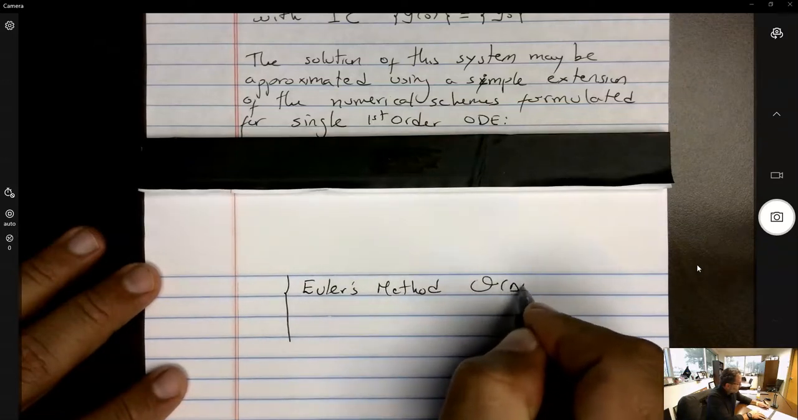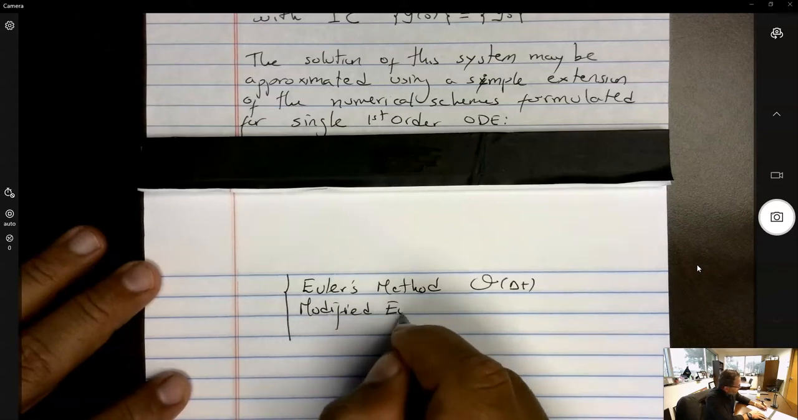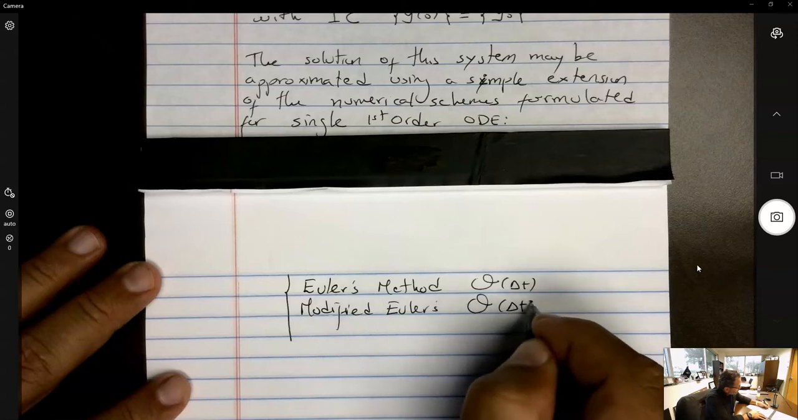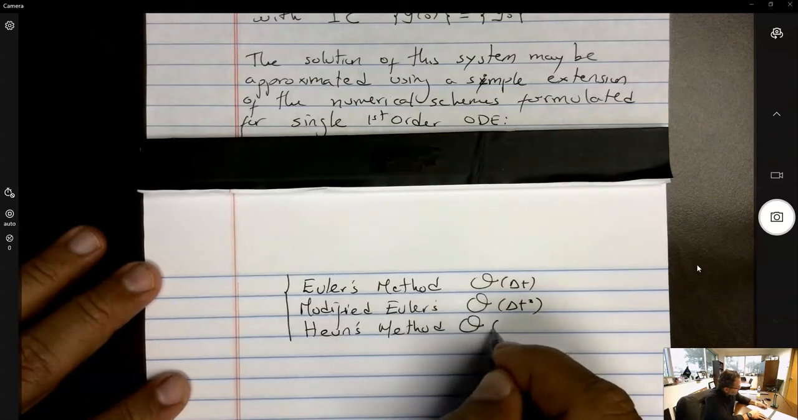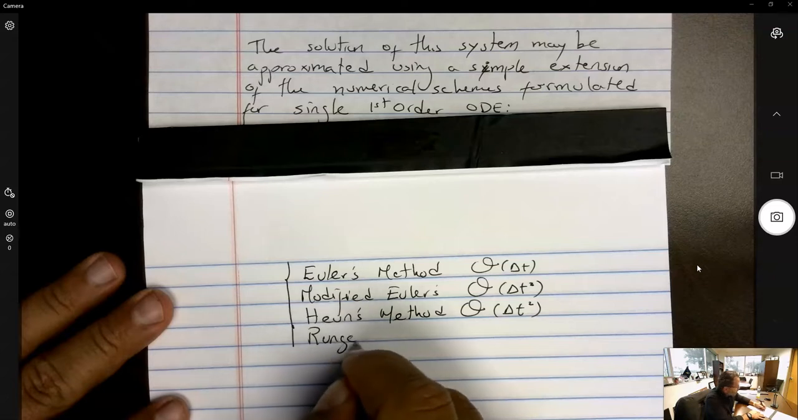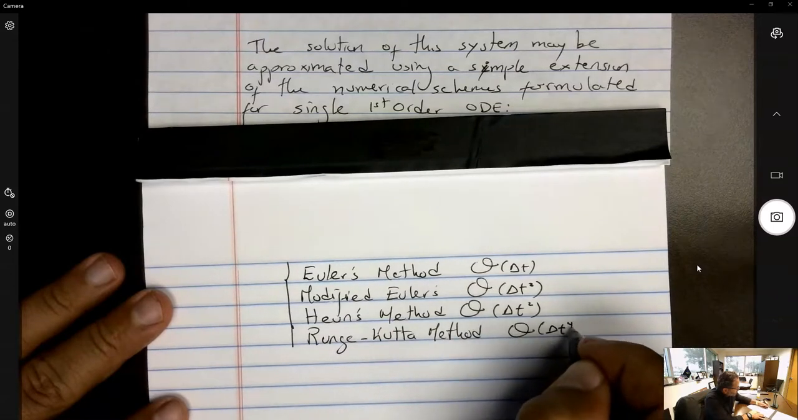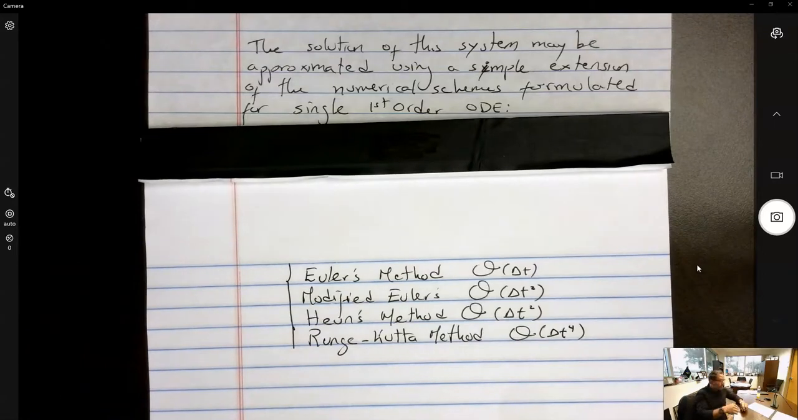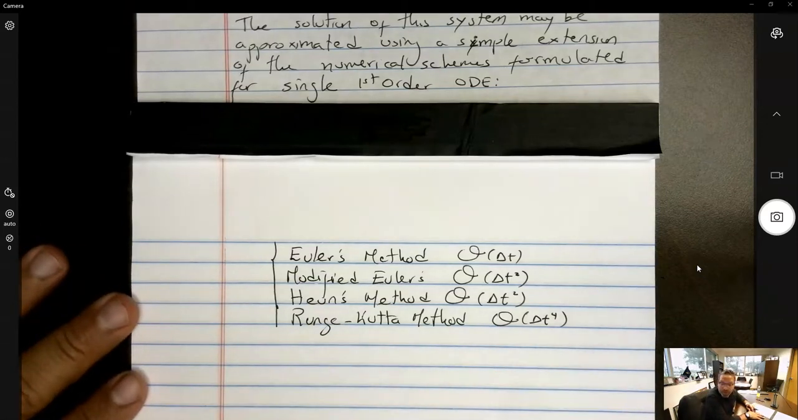which, remember, is order delta t accurate, so it converges as fast as delta t. Modified Euler, which is order delta t squared. The Heun's method, which is also of the order of delta t squared. And finally, the Runge-Kutta, which happens to be order delta t to the 4 accurate. That is the order of the truncation error, meaning that the method would give you an error that is proportional to delta t to the power 4. As you change delta t, the error will decrease in the order of magnitude of the fourth power of that.